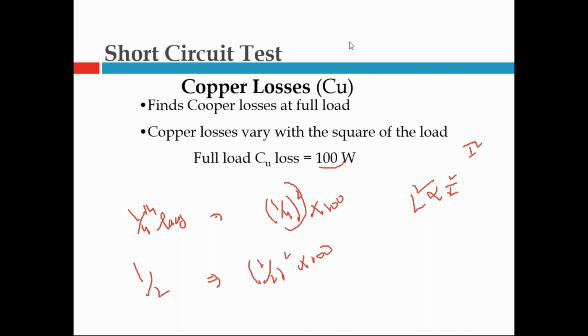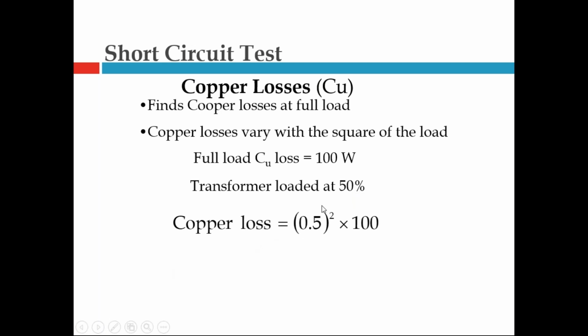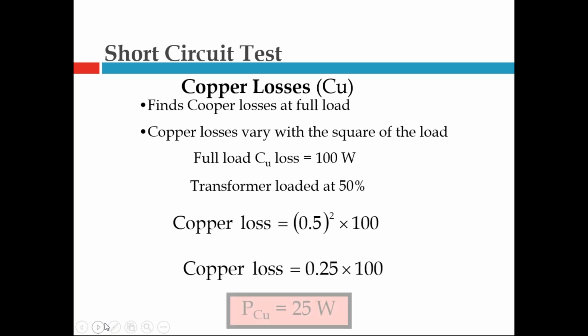Now let me see one example here. This is the full load copper loss. When the transformer is loaded at 50%, that is half load, then what is the value? Copper loss at half load is 0.5 square, that is 1/2 whole square into 100. Then you will get the copper loss at 1/2 load of the transformer. So this is the copper loss value.